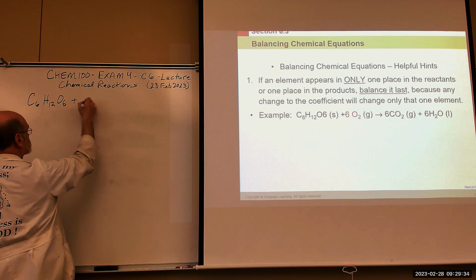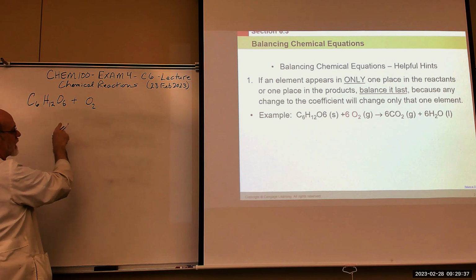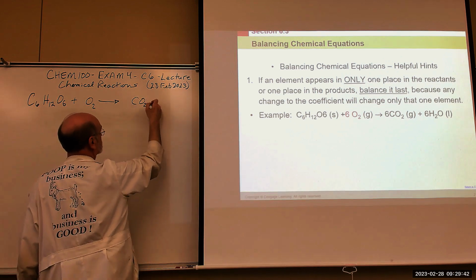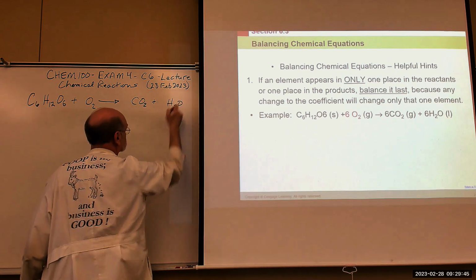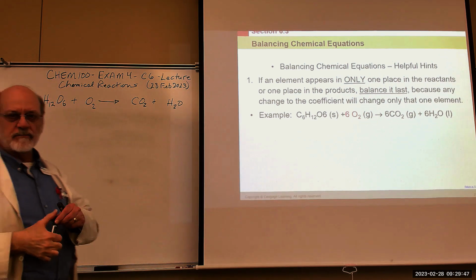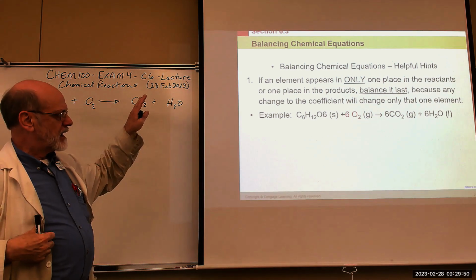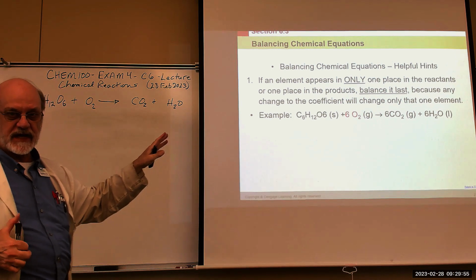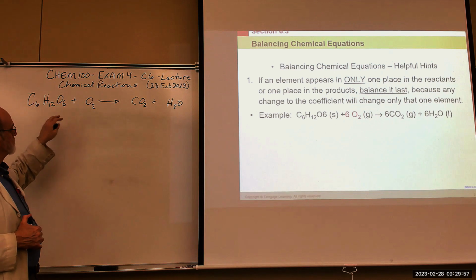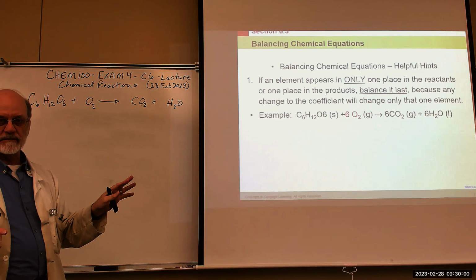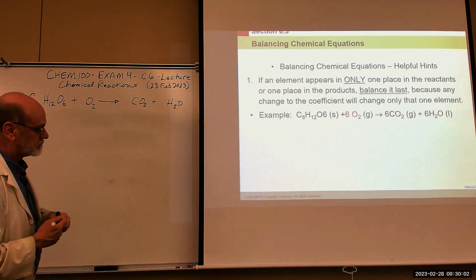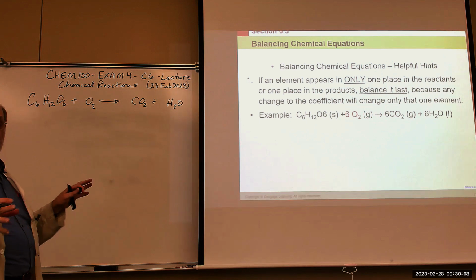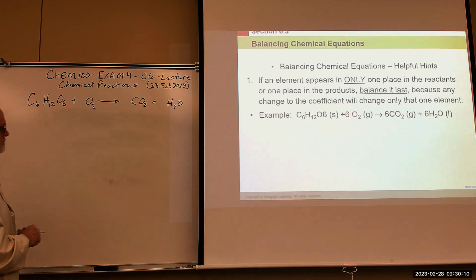Glucose plus oxygen. Notice I left a space here for my coefficients. Creates carbon dioxide and water. Now, because of the space, I left off the states, the solid, liquid, gas designators. And in this case, we don't need them to balance the equation. Okay, here's what I call my budget method. I'm going to set up a budget, and then we're going to balance the budget.